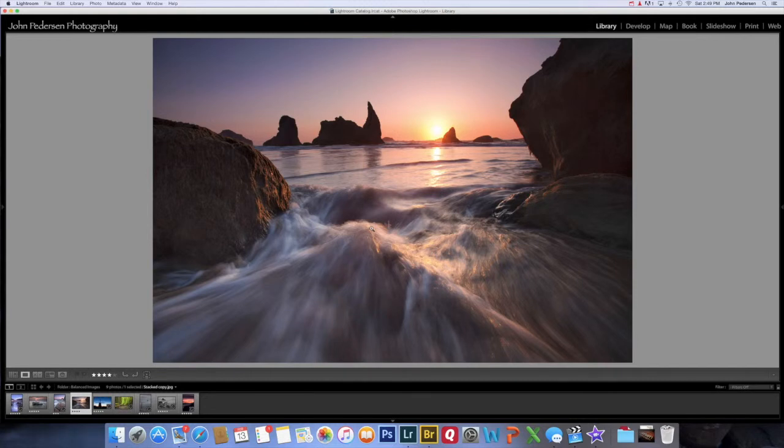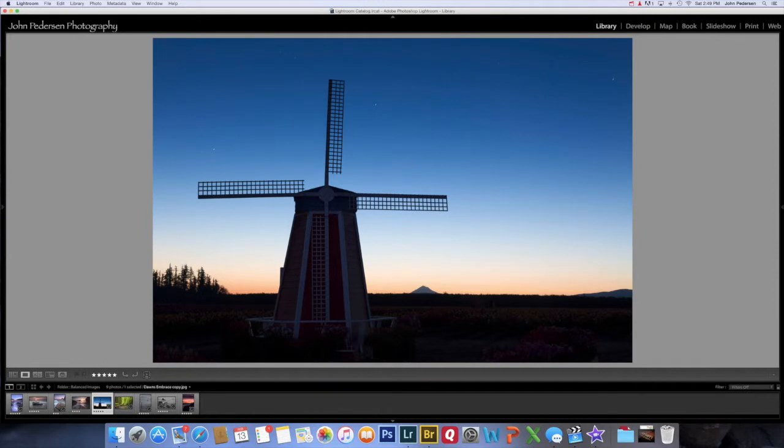Looking at another one, this one was shot in the tulip fields down in Woodburn, Oregon, and this is the well shot, overshot windmill that's out in the Wooden Shoe Tulip Farm. This is obviously balanced to the left. The main point of this shot is really the silhouette of the windmill blades against the dark sky with the rising sun in the background. The mountain way off in the distance, Mount Hood, that's a bit player in this image.